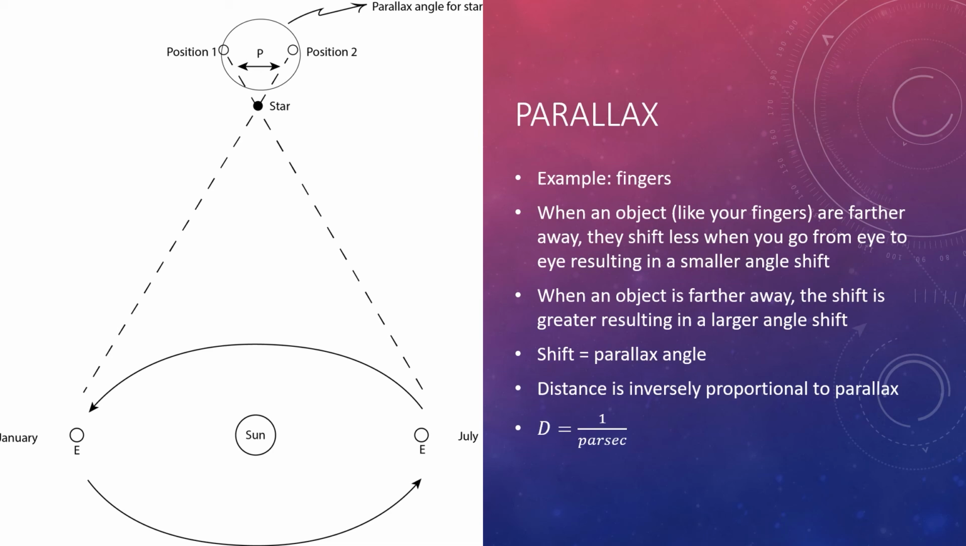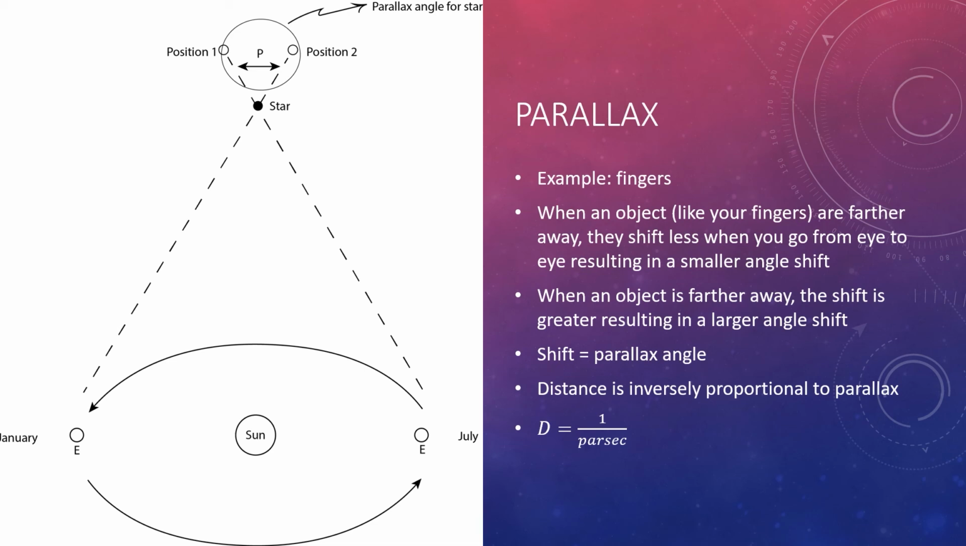And then we have the parallax. When an object is farther away, it will shift less when you go from eye to eye. So basically, our example here is fingers. If we were all to hold a finger out or a thumb out at full arm length, focus on something that is far enough away from you, close one eye, your thumb will appear to be in one place. Now close the other eye. Now it appears your thumb has moved.